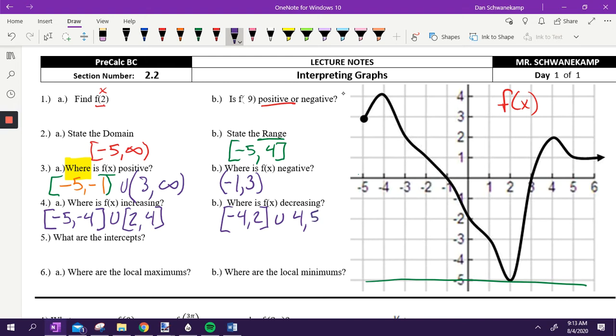What happens from 5 to infinity? Am I increasing or decreasing from 5 to infinity? I'm not doing either one. I'm constant. I'm 0. I'm flat. I've had 0 slope. So I'm not going to include that in terms of increasing and decreasing. Questions there?